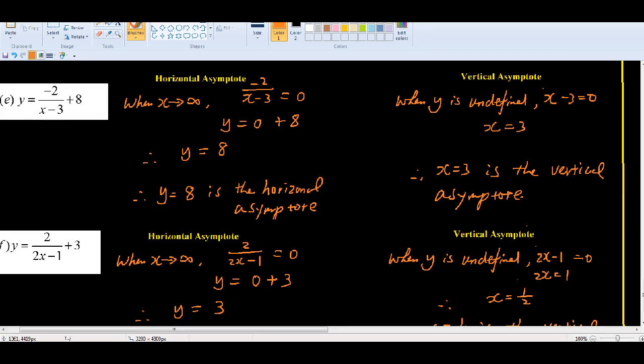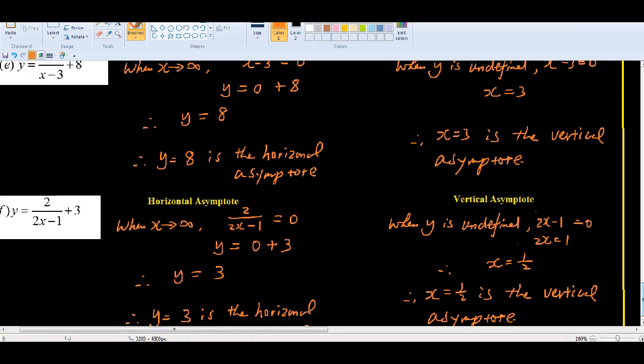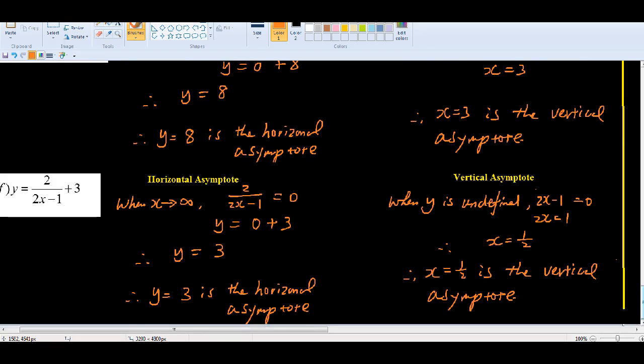And for the last one, for the horizontal asymptote, you just make sure that the fraction part becomes 0 by considering x tends to infinity, and y equals 3. So y equals 3 is the horizontal asymptote. For vertical asymptote, you have to make 2x minus 1 equal 0. So in this case, x equals 1/2.